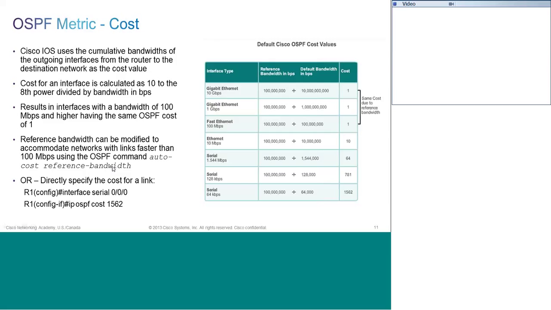Therefore, to adjust the cost for gigabit Ethernet, you would use the command auto cost reference bandwidth 1000. If you want to adjust it for 10 gigabit, you would do auto cost reference bandwidth 10,000. If you want to return it to the default, you would do auto cost reference bandwidth 100. As seen in this last bullet, you do have the choice to define the cost that will be used in the OSPF calculations with the interface command IP OSPF cost.